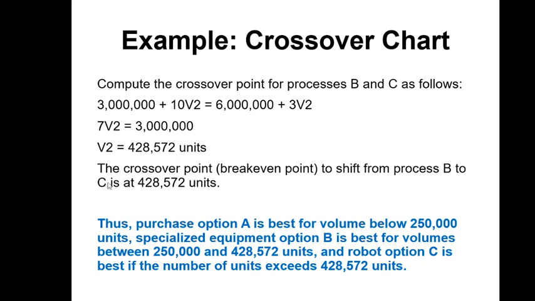And of course you will select or choose process C if the number of units that you need to produce will be above or exceeds 428,572 units. Above this, it's better to use of course process C. And here again the explanation of the answer so that you will understand it further.